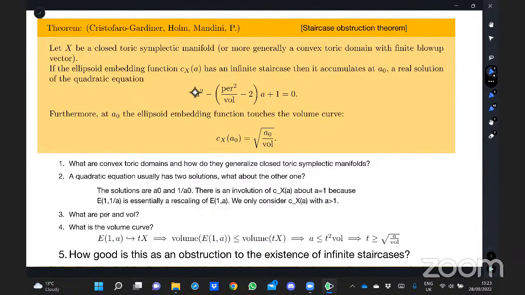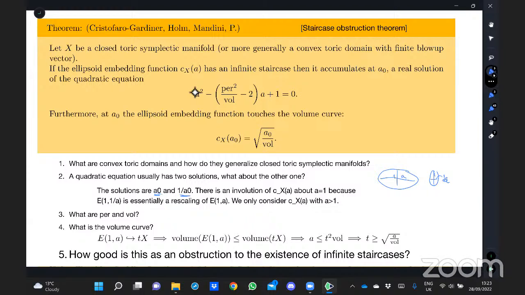So the solutions of this quadratic equation, if I call one of them A naught, then the other one is 1 over A naught. And if I have an ellipsoid of size A, and then I look at the ellipsoid of size 1 over A, that's basically the same ellipsoid, just a scaling.